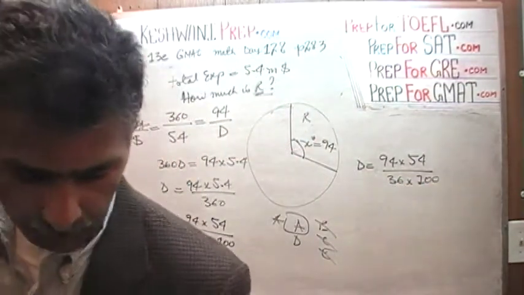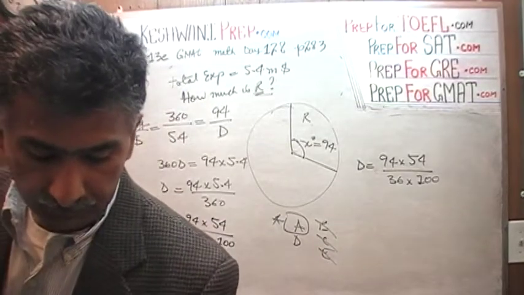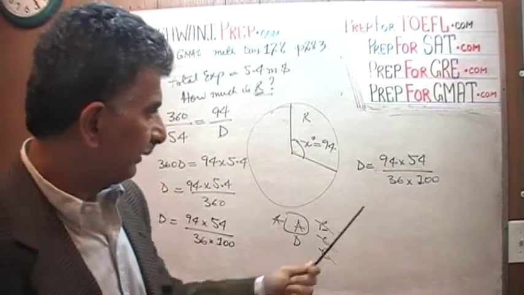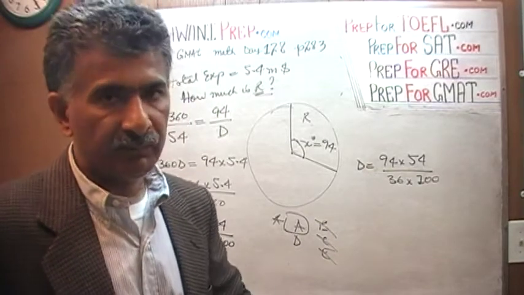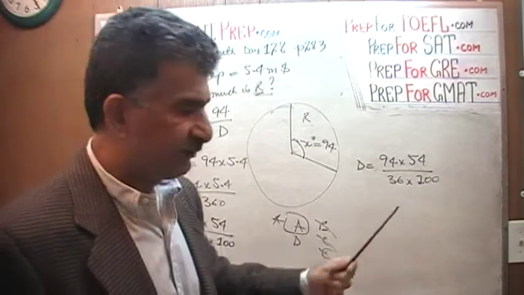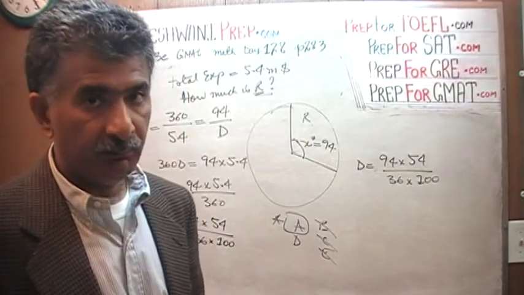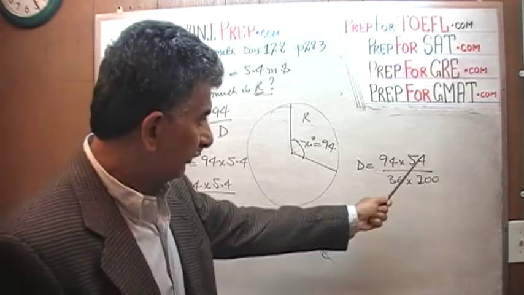Now how do we know if a number is divisible by 3? A number is divisible by 3 if the sum of the digits of the number is divisible by 3. For example here, 5 plus 4 is 9. Since 9 is divisible by 3, therefore 54 is divisible by 3. And of course 36 is divisible by 3. 94 does not divide by 3 because 9 plus 4 is 13, and 13 is not divisible by 3. So let's do 54 and 36.